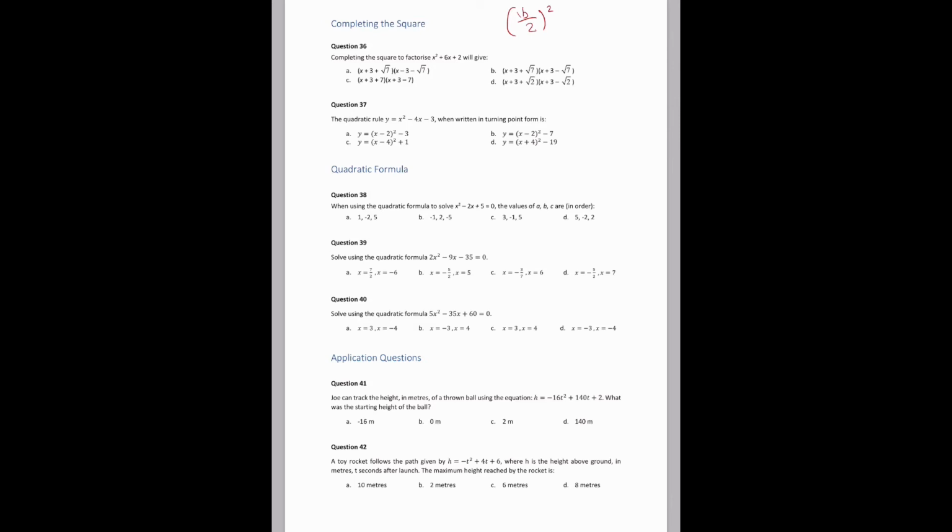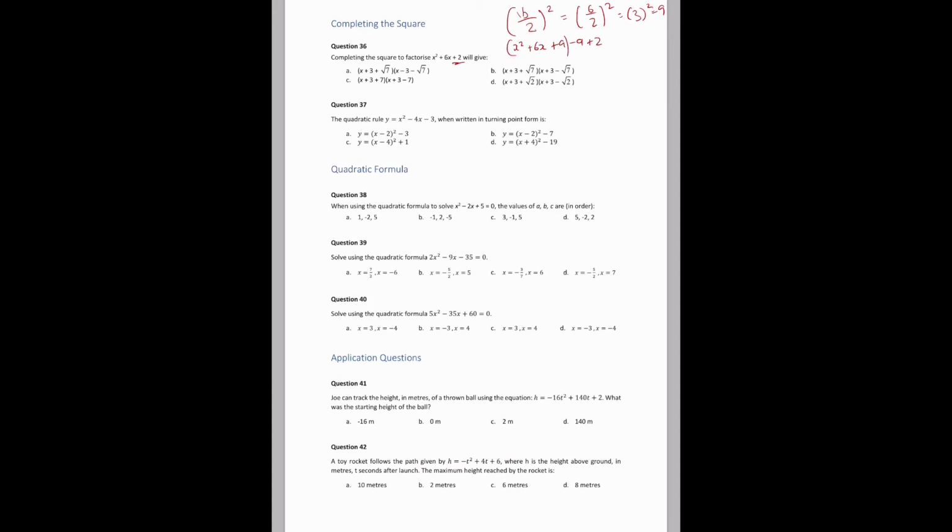So if I was to do this, b in this case is 6. So 6 on 2 whole squared, that's the same thing as 3 whole squared, which is equal to 9. So I'm going to be adding 9 and then subtracting 9. Our equation would look like x squared plus 6x, and I'll add 9 followed by subtracting it, and then write the remaining term, plus 2.